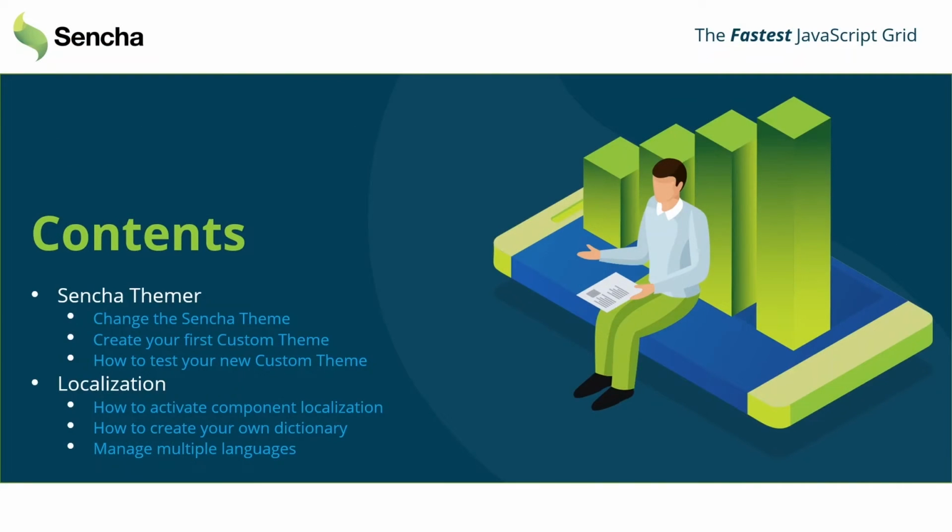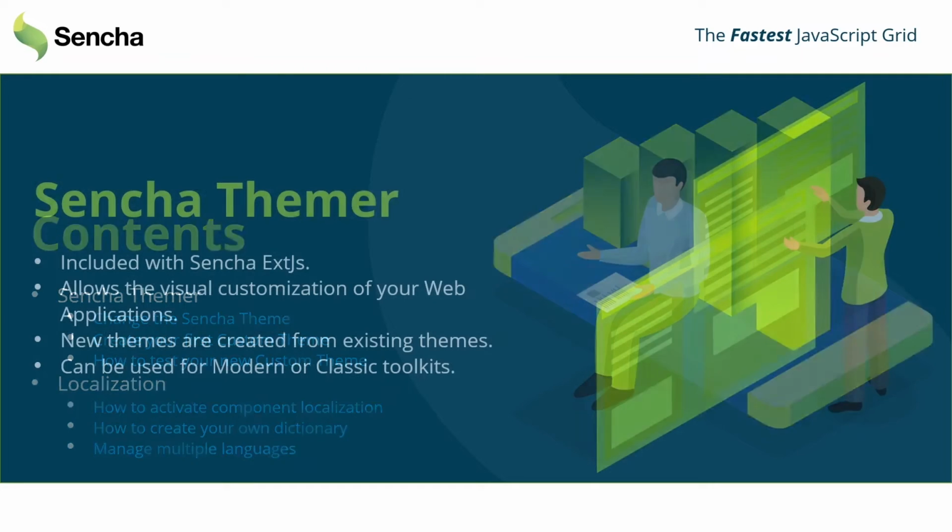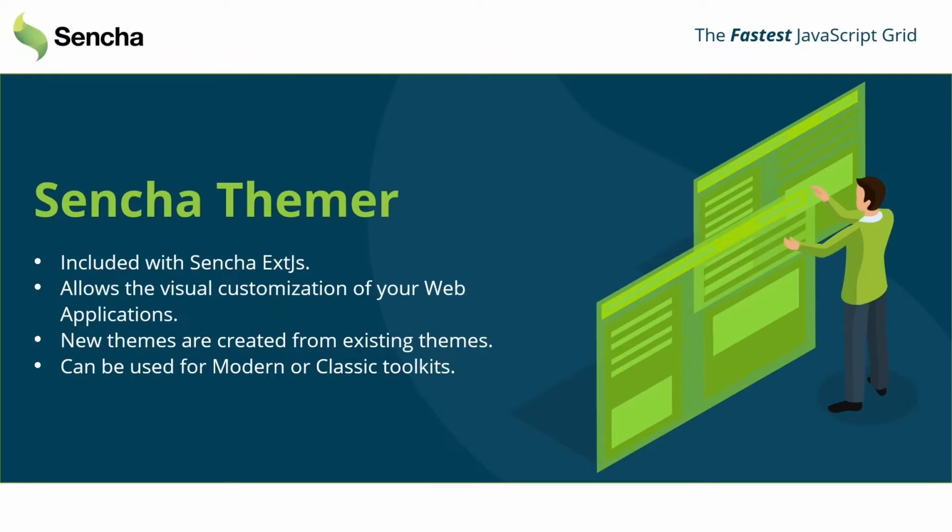The topics we are going to be covering today are how to change the Sencha theme, how to create your first custom theme, and how to test that custom theme. We will also be checking how to activate component localization, how to create your own dictionary, and how to manage multiple languages. Sencha Themer is included with Sencha Ext JS. It allows to visually customize your web applications. You can create new themes from existing ones, and it can be used for both modern and classic toolkits.